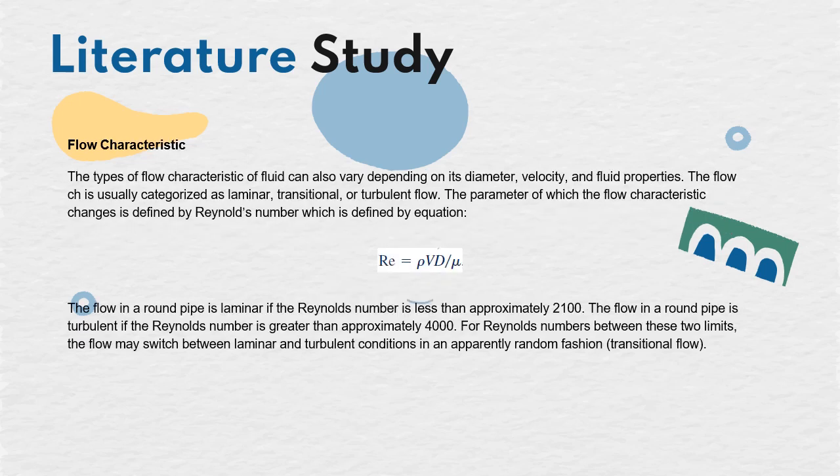Next of all is the flow characteristic. The type of flow characteristic of a fluid can also depend on its diameter, velocity, and fluid properties. The flow is usually categorized as laminar, transitional, or turbulent flow. The parameter by which the flow characteristic changes is defined by the Reynolds number. The flow in a round pipe is laminar if the Reynolds number is less than approximately 2100. The flow in a round pipe is turbulent if the Reynolds number is greater than approximately 4000. For Reynolds numbers between these two limits, the flow may switch between laminar and turbulent conditions in an apparently random fashion.